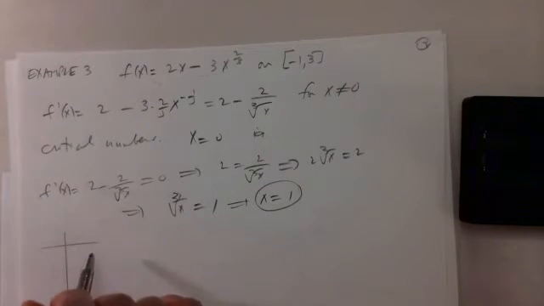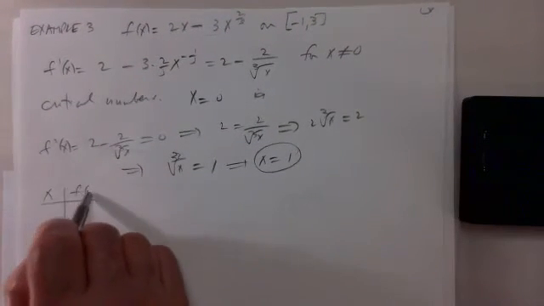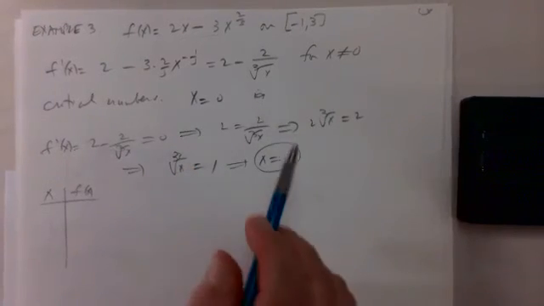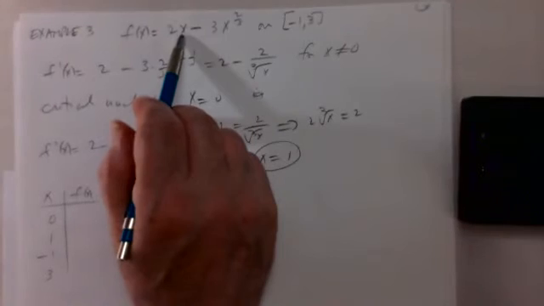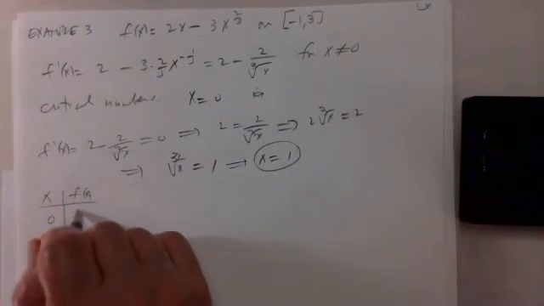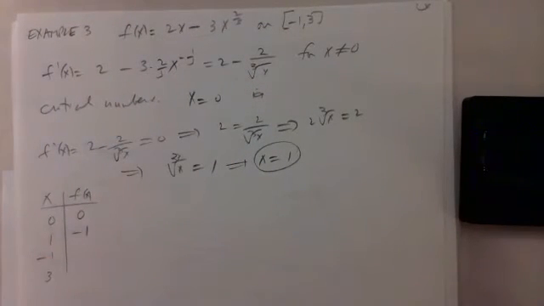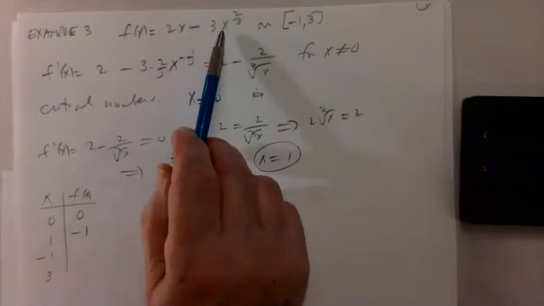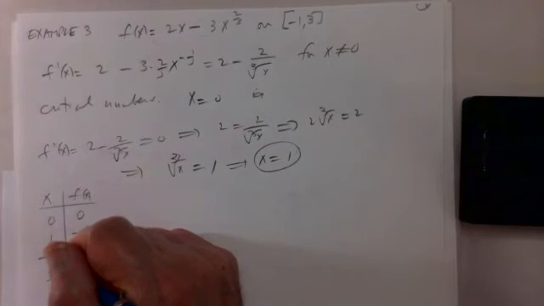So in order to find the absolute maximum and minimum, we have to evaluate the function at the critical numbers 0 and 1, and at the endpoints of the interval, -1 and 3. So when x is 0, we get 0. When x is 1, we get 2 minus 3 is -1. When x is equal to -1, what is -1 to the 2/3? Well, it's like taking the cube root of x squared. You square -1, you get +1. The cube root of that is 1.